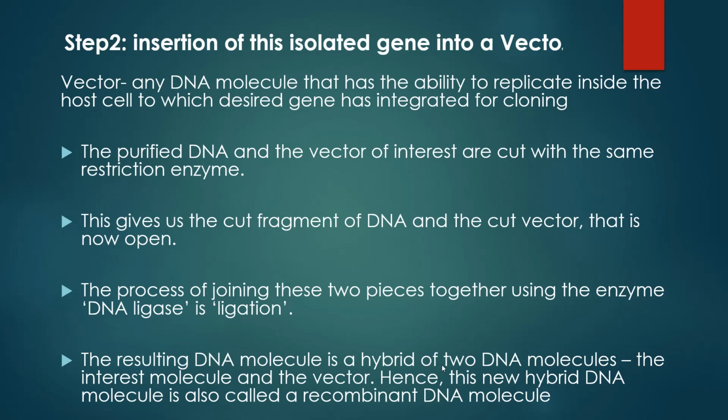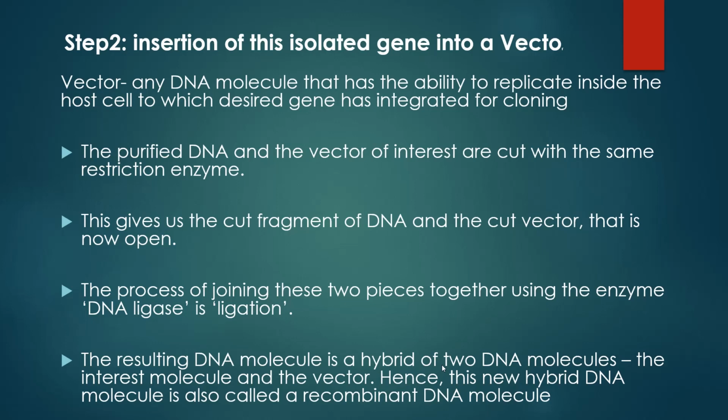Once we obtain purified DNA and the vector of interest, these are cut with the same restriction enzyme. That means the purified DNA and the vector, these two DNA molecules, are cleaved with the same restriction enzyme. This gives us the cut fragment of DNA, that means cleaved DNA, and the cut vector. That means it is now open. So these cleaved DNA fragment and the vector molecules are joined together by the enzyme DNA ligase.